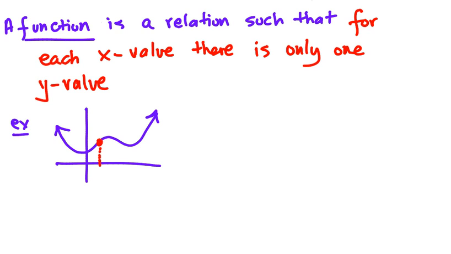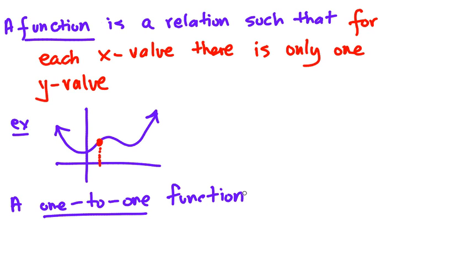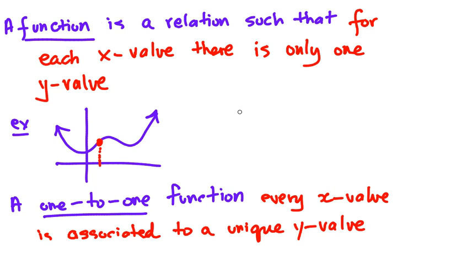A special type of function is a one-to-one function, and a function is one-to-one if for each x value there is a unique y value that does not correspond to any other x value. There are quick tests if you have a graph for both of these to tell if things are functions or if they're one-to-one. One of the tests, and you may have seen this in the past, to see if you have a function is called the vertical line test.